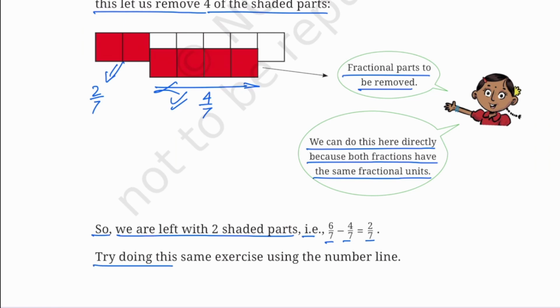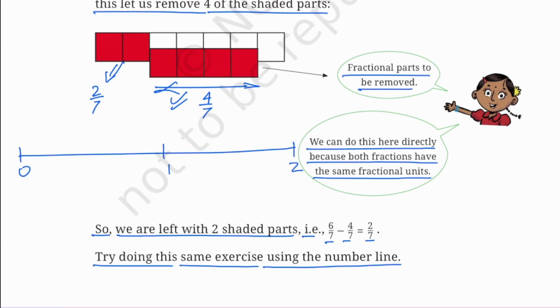Try doing this same exercise using the number line. This is 1 upon 7, 2 upon 7, 3 upon 7, 4 upon 7, 5 upon 7, 6 upon 7, and 1 can be written as 7 upon 7. You have to remove 4 upon 7 from 6 upon 7.